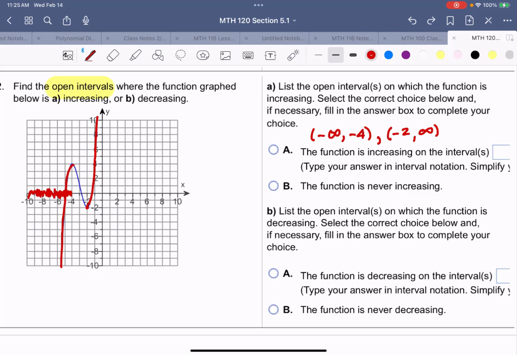Now we're going to describe where it's falling. So there's a little section in here where the graph is falling. So it's falling from here to here. So that's from negative 4 to negative 2. Notice parentheses on both ends. So this is the interval of x values, that's domain values, where the function is decreasing. It's from negative 4 to negative 2.